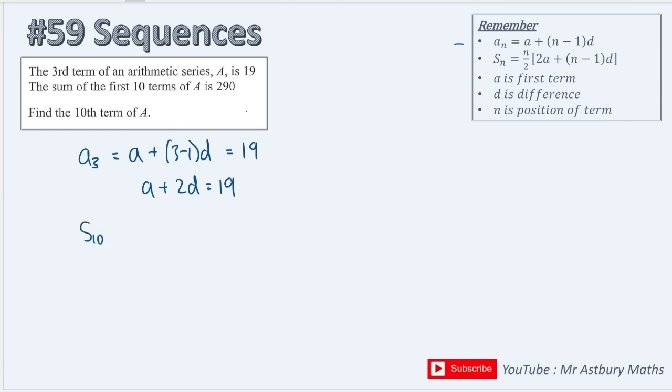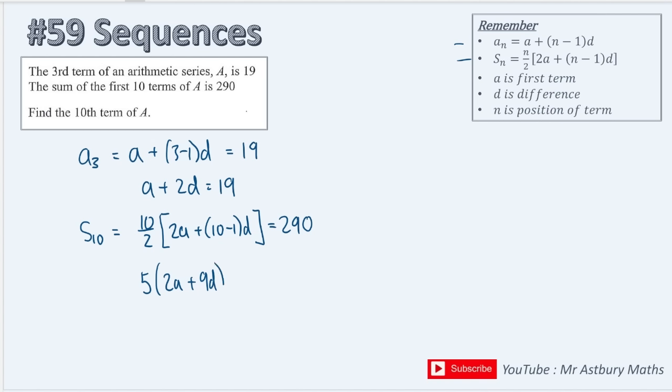I'm then going to use the second line of this question to find a second equation, and that's that the sum of the first 10 terms is equal to 290. But it's also equal to, using the formula, 10 over 2 square brackets 2a plus 10 minus 1 d close bracket, and that's equal to 290. Okay, let's simplify this. That gives me 5 times 2a plus 9d is equal to 290. I can divide both sides by 5, which is going to give me that 2a plus 9d is equal to 58.